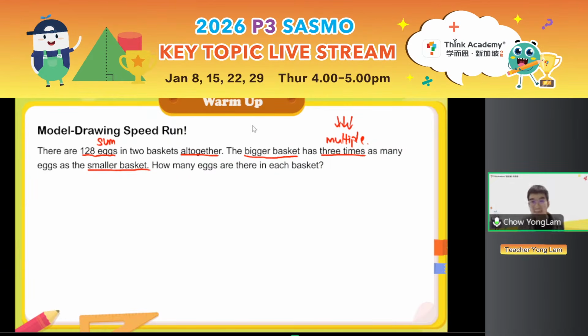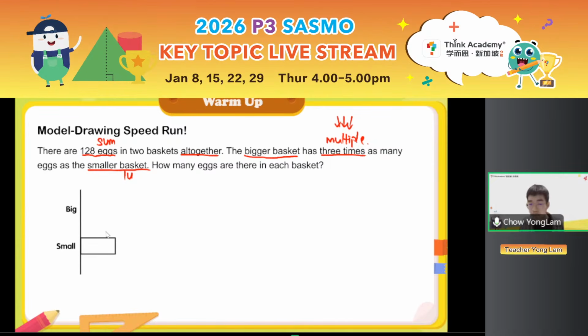So you can see that the smaller basket has fewer eggs than the bigger basket. So I will label the names as usual, big and small, but then the small basket is my 1 unit because it has fewer eggs. So I will label the small basket with 1 unit, that is 1 bar. One such box for the smaller basket.